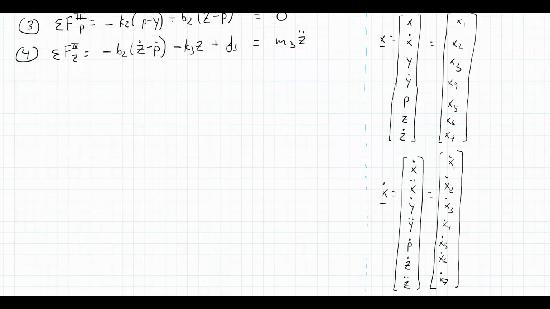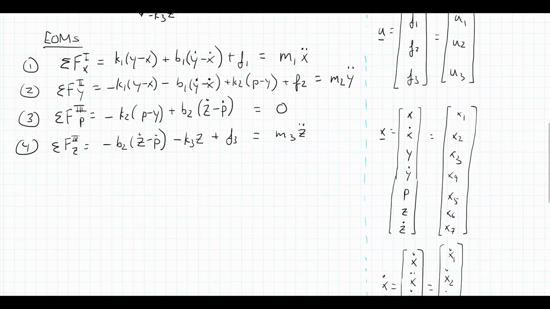With my inputs labeled, with my state variables labeled, now I need to go about and start rewriting my 4 equations of motion. So I'm going to start with 1. I'm actually going to first distribute my terms. So k1y minus k1x plus b1y dot minus b1x dot plus f1 equals m1 x double dot.